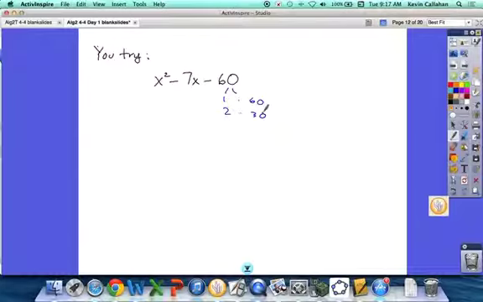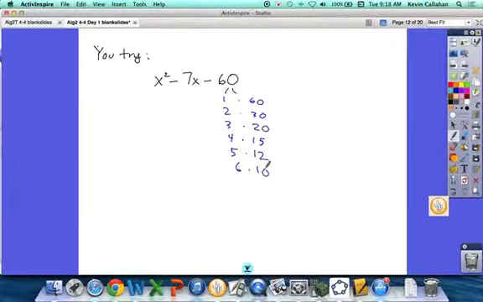Is 60 divisible by 3? It is. Do you know how you could tell if a number is divisible by 3? Add up the digits. 6 plus 0 is 6. Is 6 divisible by 3? Yes, so that would be 3 times 20. It's also divisible by 4, and how about 5? 5 times 12. And 6 times 10. That's a lot of them.